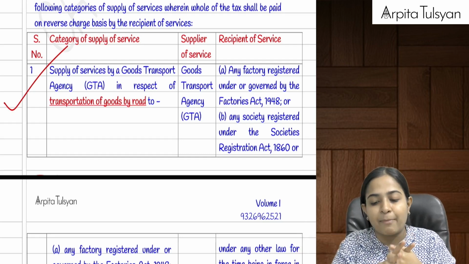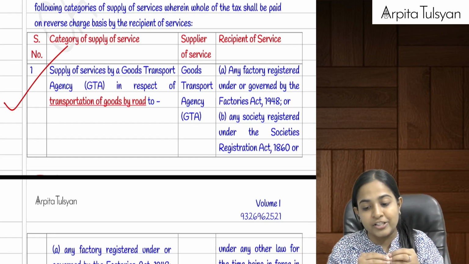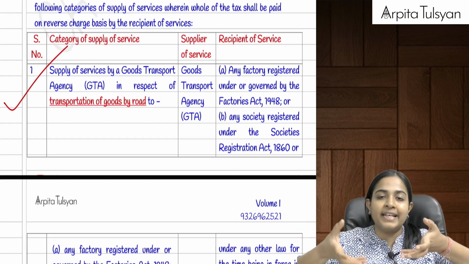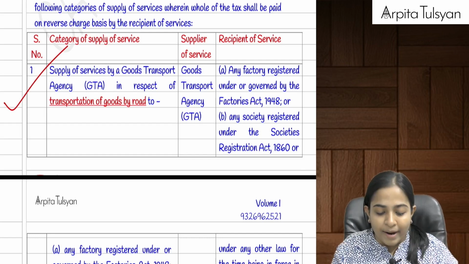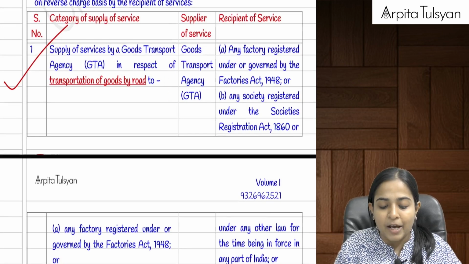Now the first type of service: any service provided by a GTA, Goods Transport Agency, in respect of transportation of goods, not transportation of passengers. GTA provides transportation of goods by road, if it is providing these services to those 7 persons. Who are those 7 persons? The supplier of service is the GTA.